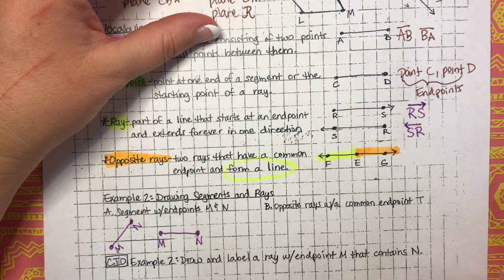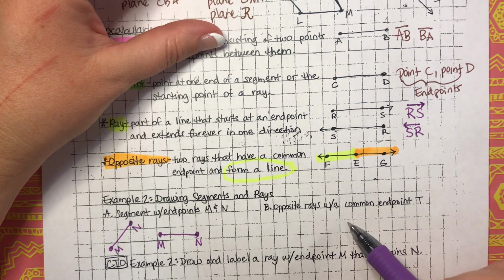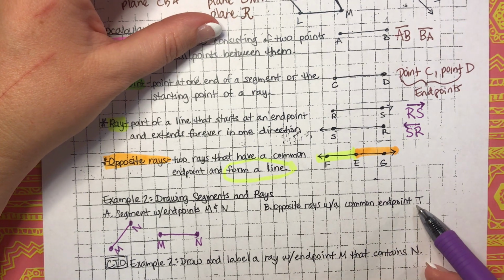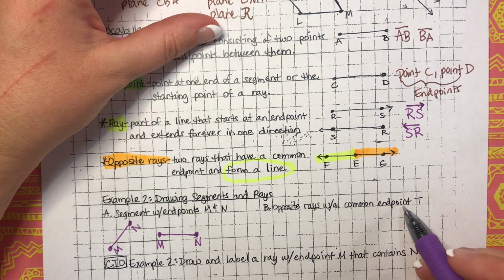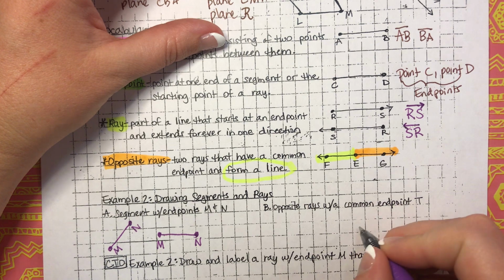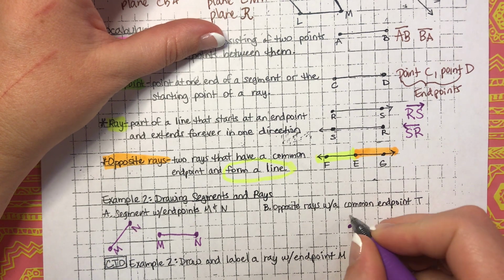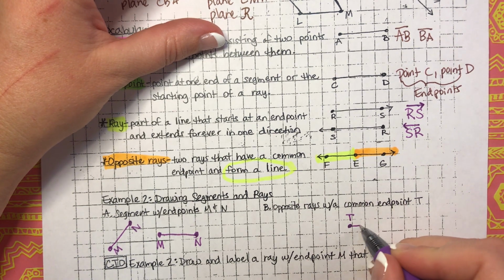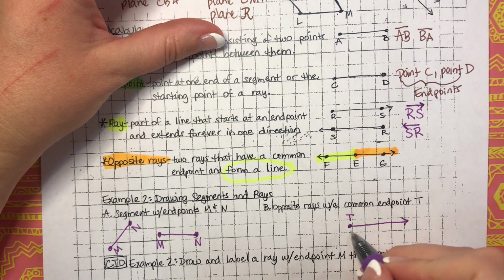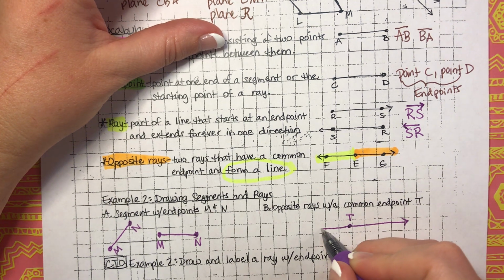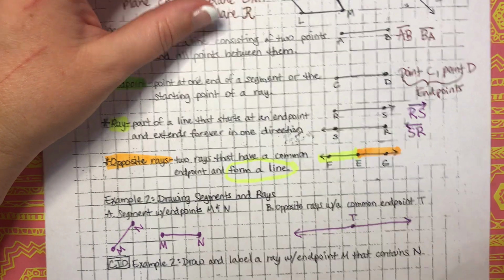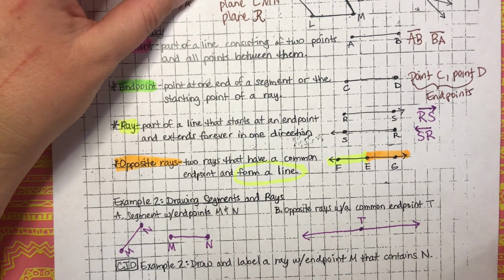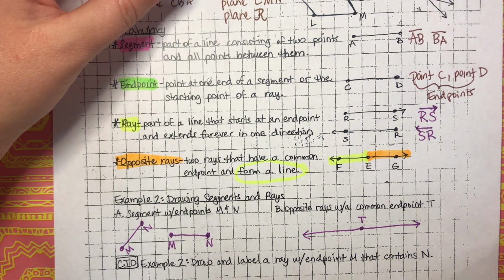All right, let's go and do B. Opposite rays with a common endpoint T. Okay, opposite rays. So we're going to be doing something like this. Has a common endpoint T. So here we go. Here's my common endpoint T. And there's going to be one ray that's going to go this way. And there's going to be another ray that's going in the opposite direction. That's like that. And it forms a straight line. It's maybe a little tilted line, but that's okay. It's still a line. Straight line.